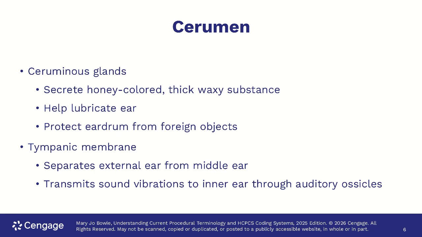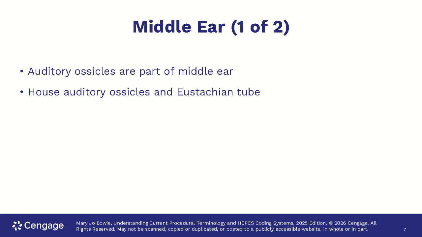The eardrum, coincidentally, is known as the tympanic membrane. It separates the external ear from the middle ear. The tympanic membrane is a thin, semi-transparent membrane, silvery gray in color, and it transmits sound vibration to the inner ear through the auditory ossicles. And what are the ossicles again? The malleus, hammer; incus, like an anvil; and then the stapes, which is a stirrup.